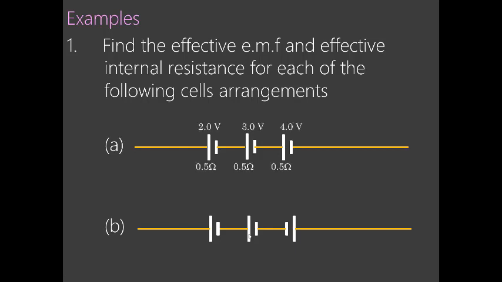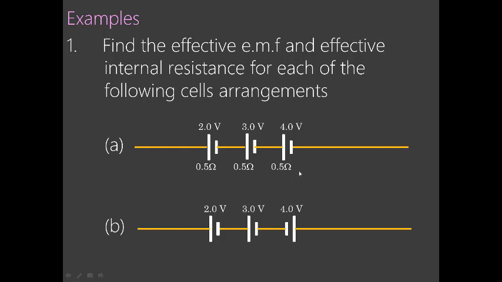Let's look at the given EMFs and internal resistances. So we have here 2 volts, 3 volts, and 4 volts. Just add. The effective EMF here is going to be the sum of these, so you're going to add 2 plus 3 plus 4. And for this case, the total internal resistance is going to be 0.5 plus 0.5 plus 0.5. So the effective EMF will be what here? If you add 2 plus 3, what do you get? That is 5. Then plus 4, you have 9. So the effective EMF is 9 volts and the total internal resistance is 1.5.